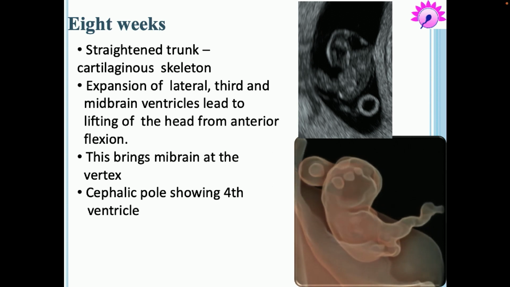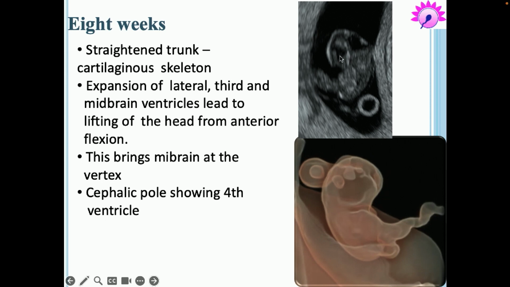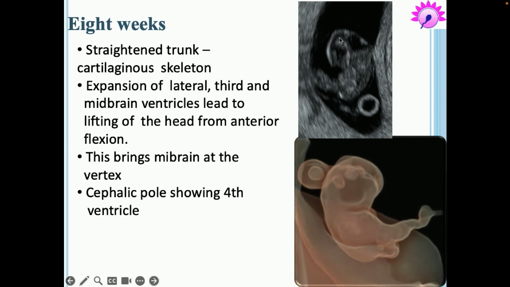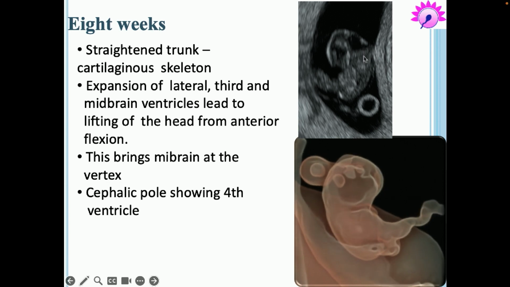By the end of 8 weeks, you will definitely see, apart from the rhombencephalon, the other 2 cerebral vesicles also. You can beautifully see it on the 3D here. You are seeing a typical C there, which is the prosencephalon, mesencephalon, and the rhombencephalon. If you look at it closely, you will also see the neural tube here.